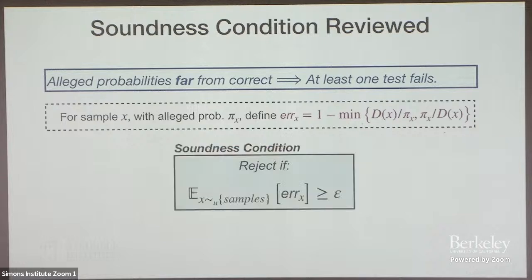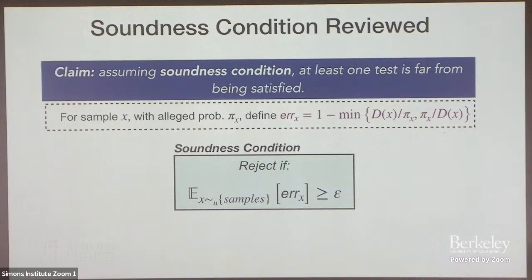So what we actually assume in the protocol is that if the average error is high, if the prover is trying to convince us that D is actually some distribution that's far from D, then we reject with high probability. Or in other words, if we assume this soundness condition, at least one of the tests that I presented previously is far from being satisfied. And in that sense, those tests were robust. I hope I managed to convince you that this is a satisfiable definition. Any questions about this definition of soundness or about this quantity?